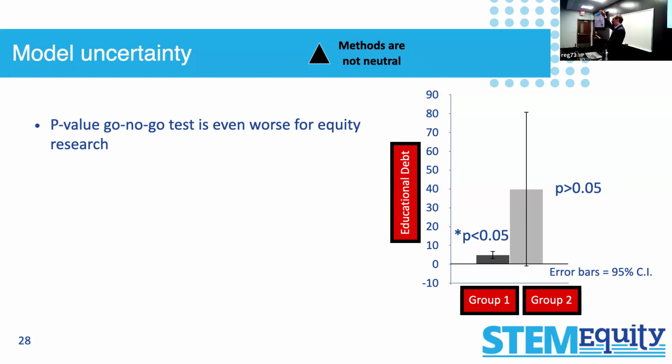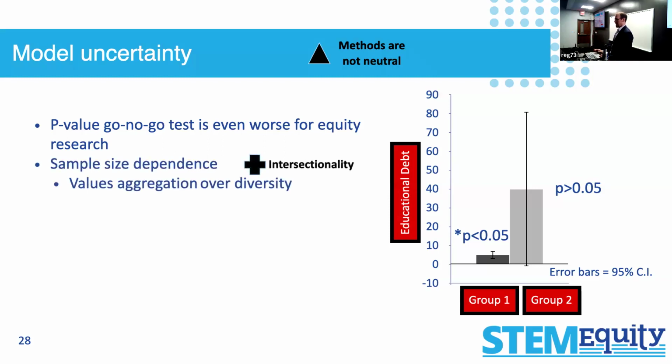Maybe it ranges, and there's some chance it's 0, but it's much more likely that group two is owed a larger educational debt than group one. So to call that 0 is really problematic. If we're using this p-value go/no-go test, there's a strong incentive to aggregate as much as possible. I want big groups, so I get small error bars and small p-values. I do want small error bars in my work, but if I'm aggregating everything, I'm losing all the intersectionality. I want to see what all these different groups are doing.